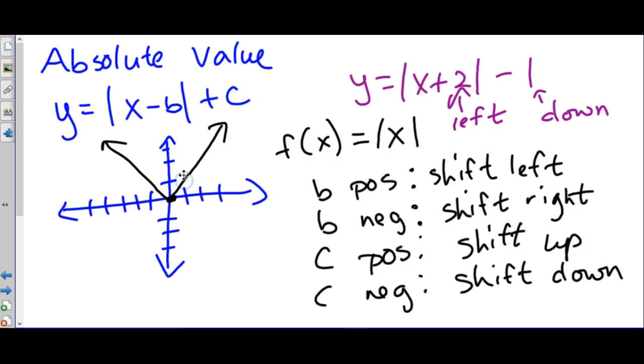If you couldn't actually move your graph, then you just count from that vertex point and go left 2, down 1. So that coordinate on the pointy part of the V, that is the vertex. So the vertex for this graph would be negative 2, negative 1. The next graph is exponential.